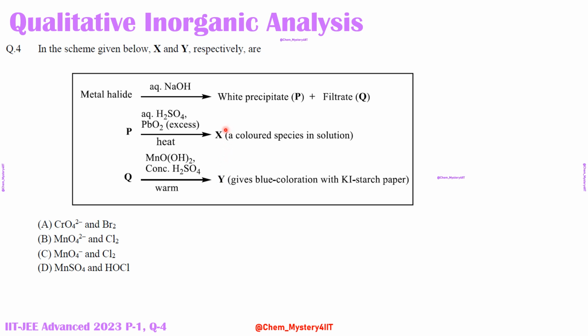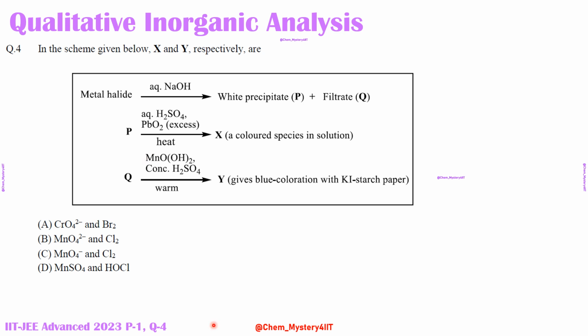And then they are asking about the properties of X and Y, like X is giving a colored species in solution and Y is something which is giving blue coloration with the KI-starch paper. And on that basis we had to identify which one of these is X and which one of these is Y. Okay.